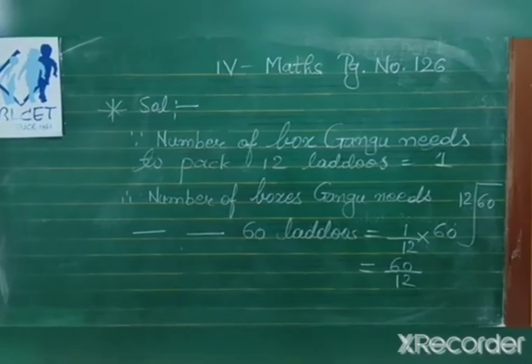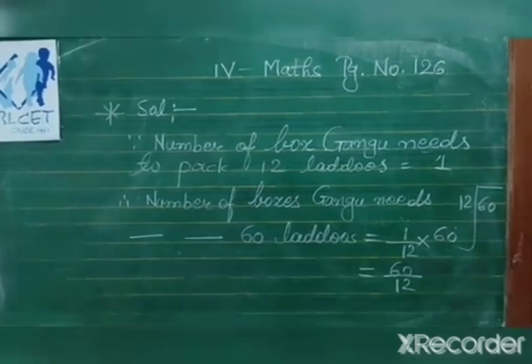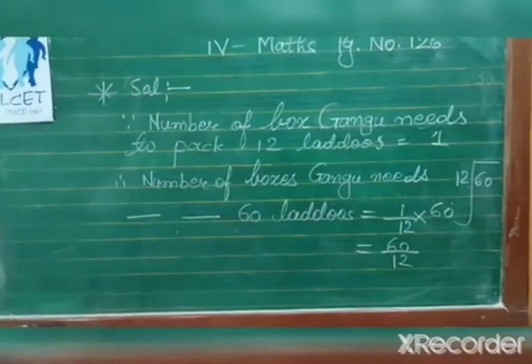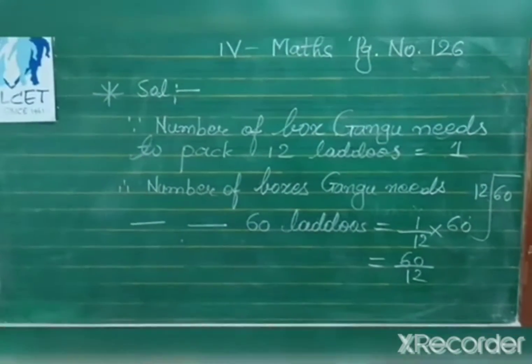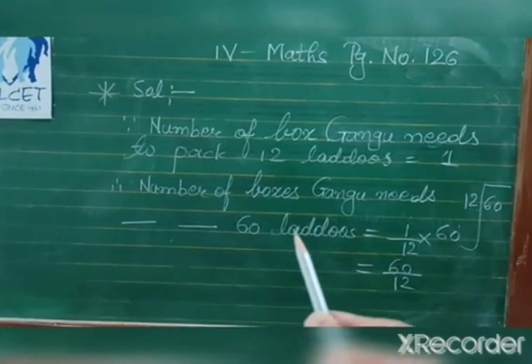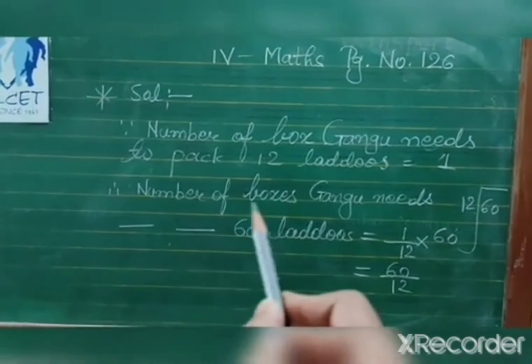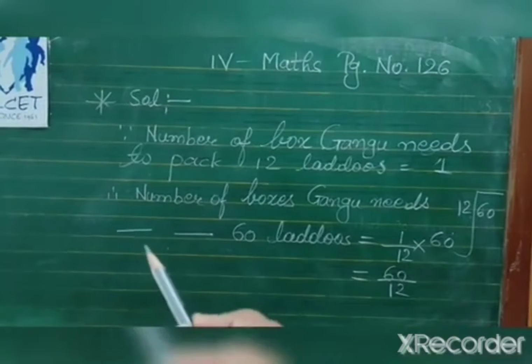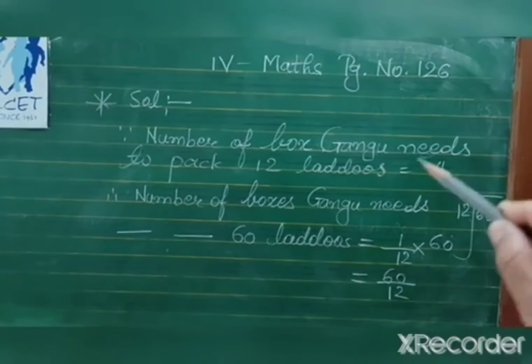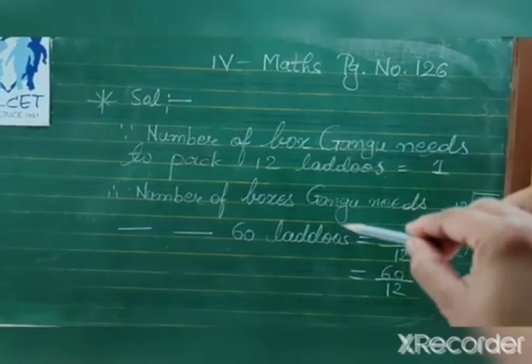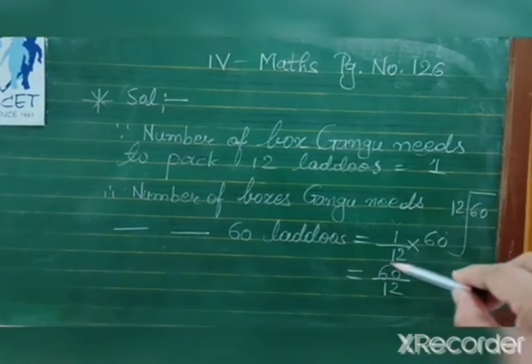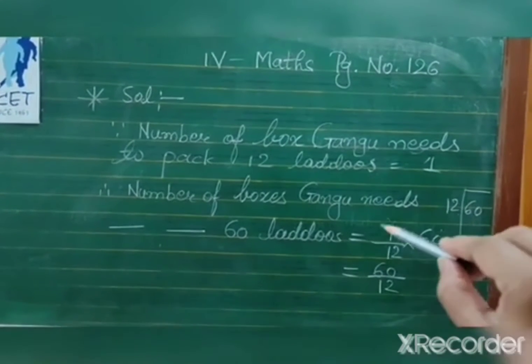Let us start. Now see, the number of boxes Gangu needs to pack 12 laddus is equal to 1. In one box, Gangu wants to pack 12 laddus. Now the number of laddus is 60. So the number of boxes Gangu needs to pack 60 laddus: this number you will take in the numerator, this you will take in the denominator, and this again you will take in the numerator. So 60 ones are 60.